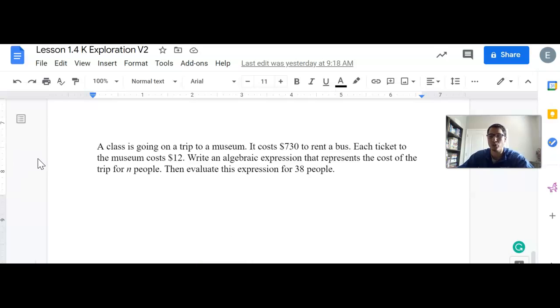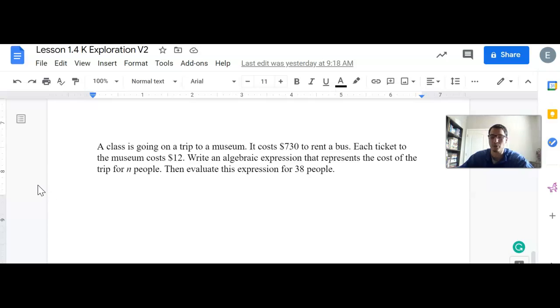All right, moving on to our last question for today. A class is going on a trip to a museum. It costs $730 to rent a bus. Each ticket to the museum costs $12. Write an algebraic expression that represents the cost of the trip for n people. Then evaluate this expression for 38 people.